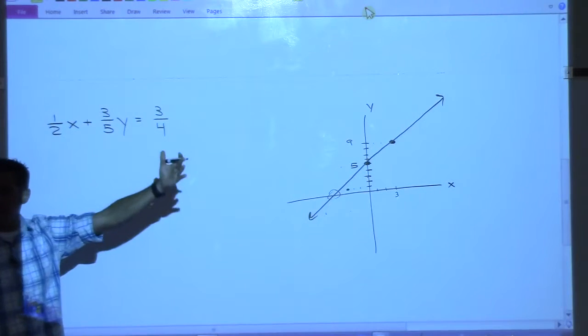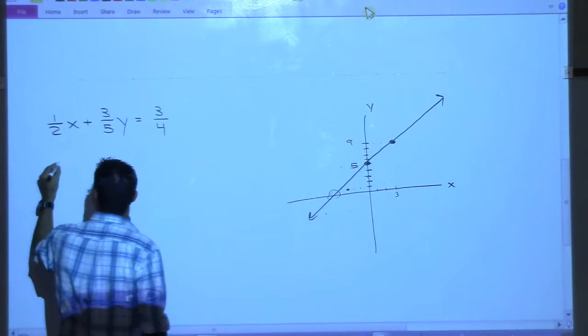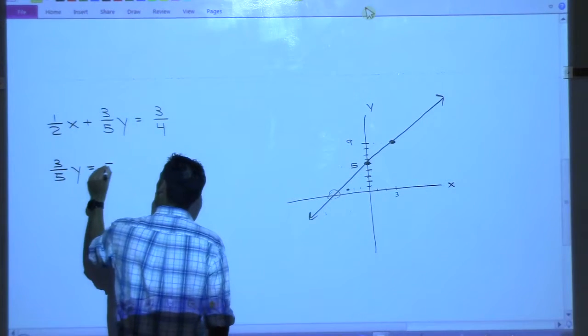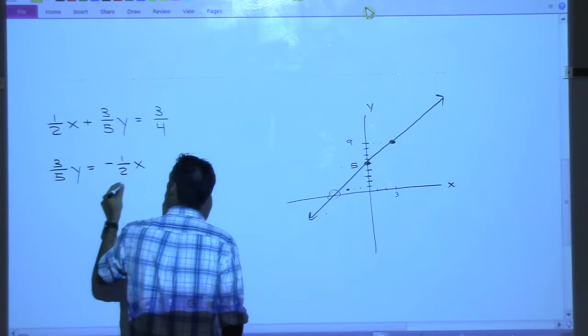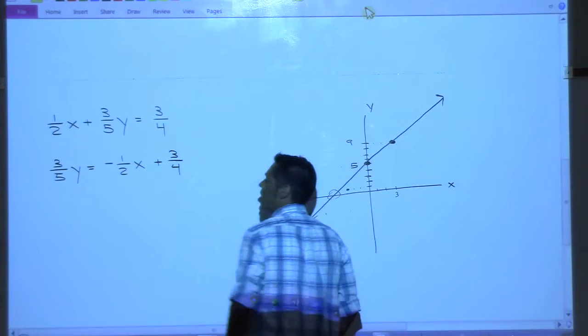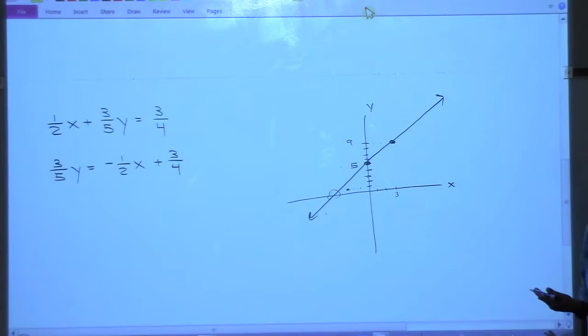Okay, so does everyone agree that, now, could I clear fractions? I could do that also. If I didn't want to work with the fractions, I could get rid of the fractions. But moving the 1/2 x to the other side, you'd subtract it on both sides, right? So we would have 3/5 y equals, now when you subtract the 1/2 x, it goes to the other side as minus, and then we still have plus 3/4 here. Okay. Everyone agree?